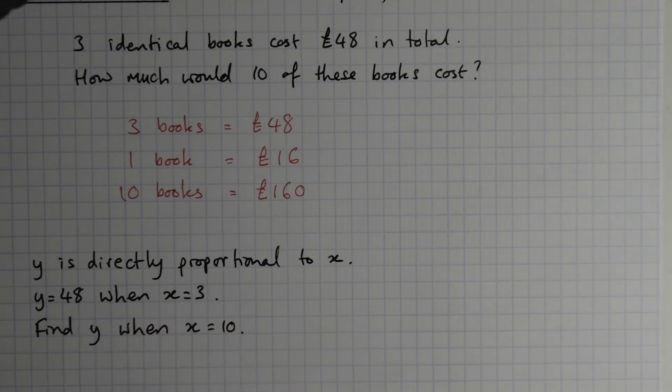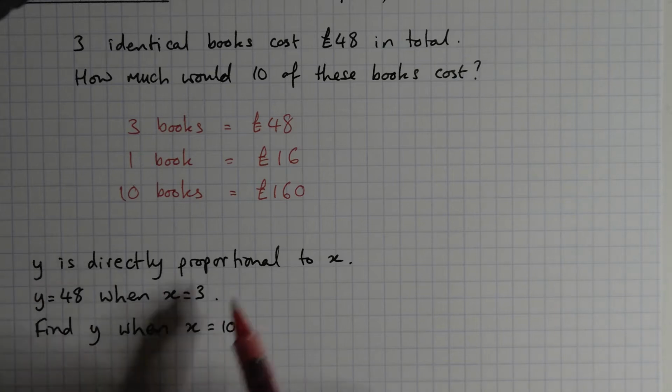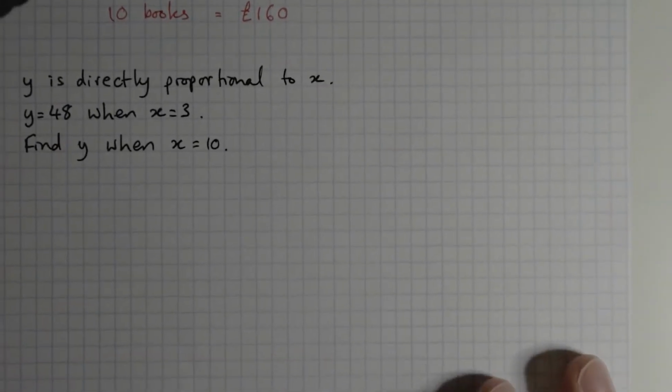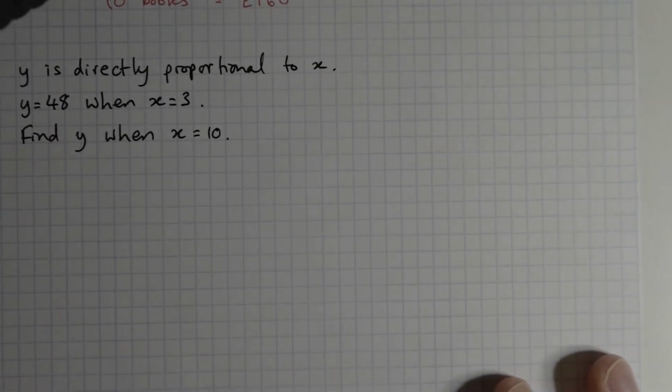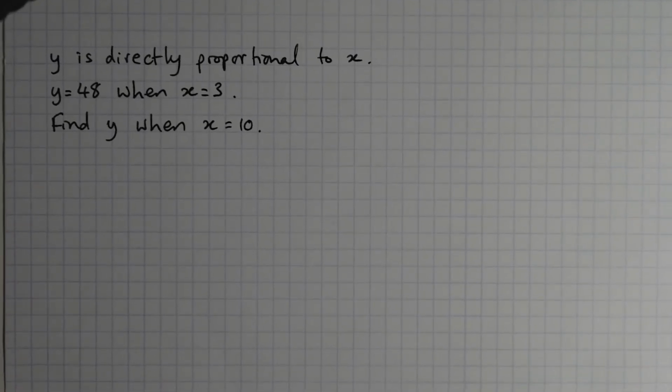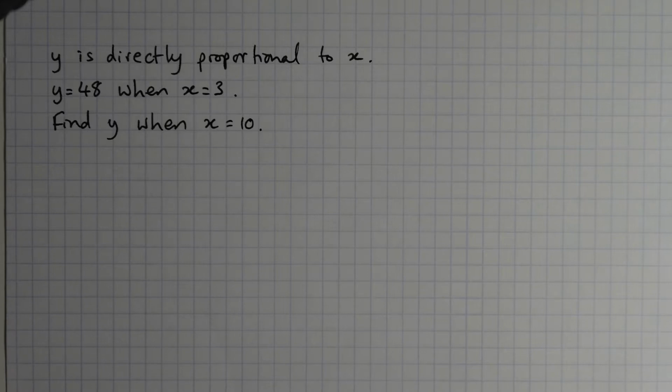So as soon as you give them their meanings, that x is the number of books and y is the total cost, then it becomes a bit easier. But we're not going to do any costings. We're just going to work with the algebra and do a purely algebraic method. This is called the K method. When you see the phrase is directly proportional to, you can replace that with one of two things.